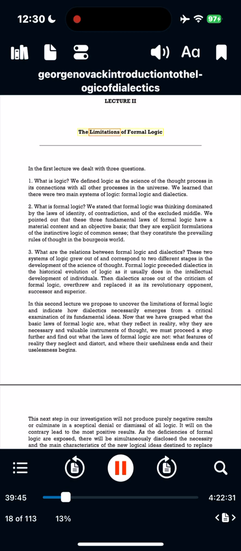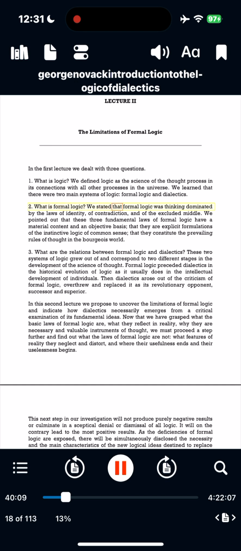The limitations of formal logic. In the first lecture we dealt with three questions. 1. What is logic? We defined logic as the science of the thought process in its connections with all other processes in the universe. We learned that there were two main systems of logic, formal logic and dialectics. 2. What is formal logic?